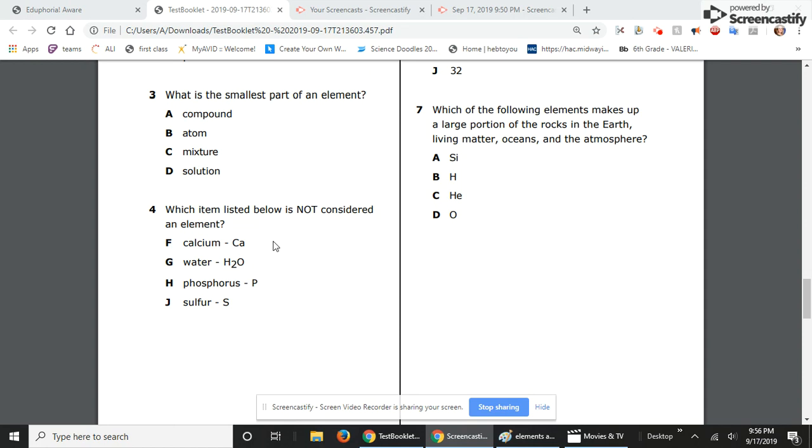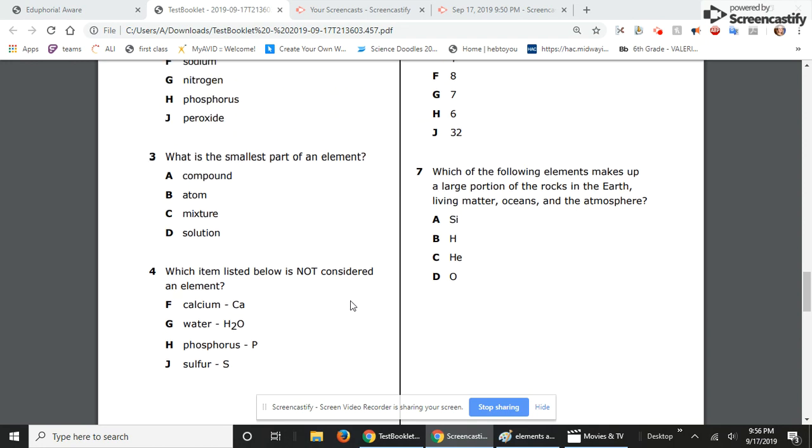All right, number 4. Which item listed below is not considered an element? F, calcium, capital C, lowercase a. G, water, capital H2, capital O. H, phosphorus, capital P. Or J, sulfur, capital S. If you need to pause and go back to any of the first 4, you can do that now. If not, we're going to move on to number 5.